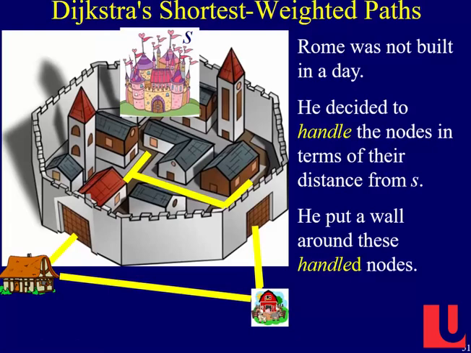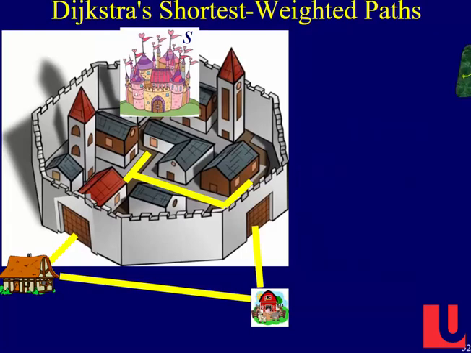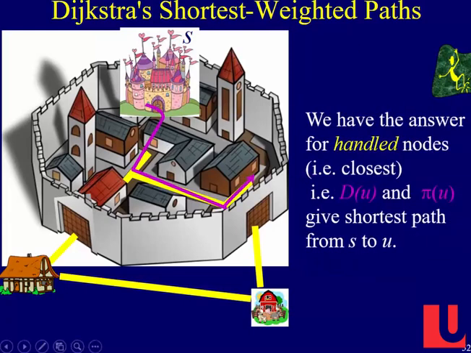They're in the wall, and their neighbors have been found. The neighbors have been handled, right? The edges have been handled. The neighbors have been found. So what is our loop invariant? Yeah. So the loop invariant is anybody that's handled, any place that's handled, we know the answer. All right? Capital D of u tells you the length of the shortest path to the node, and the pi of u tells you the path back to the castle. All right? So if you're in the castle walls, we've solved the problem.